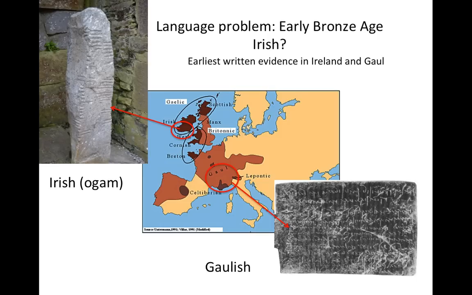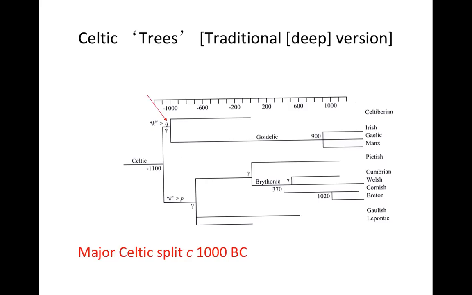Now, there's still a language problem as well. Our earliest evidence for Irish in Ireland is the Ogham stones, which date from, let's say, 400 AD onwards. Our earliest evidence for Celtic languages on the continent, and I'll choose Gaulish here, dates in the first centuries BC. There's even some earlier evidence, arguably, in northern Italy, but we've got far more evidence here in France.